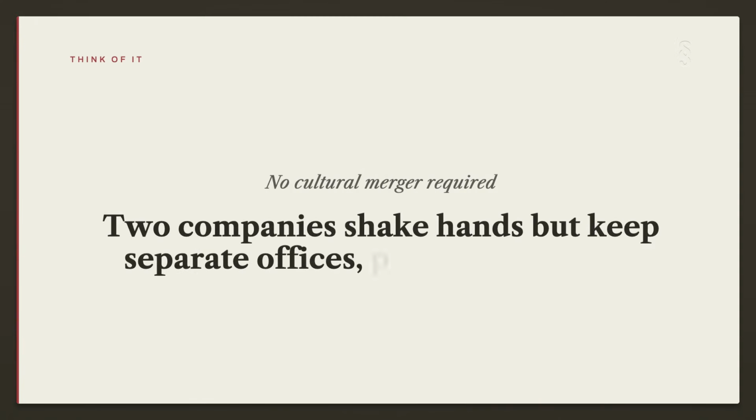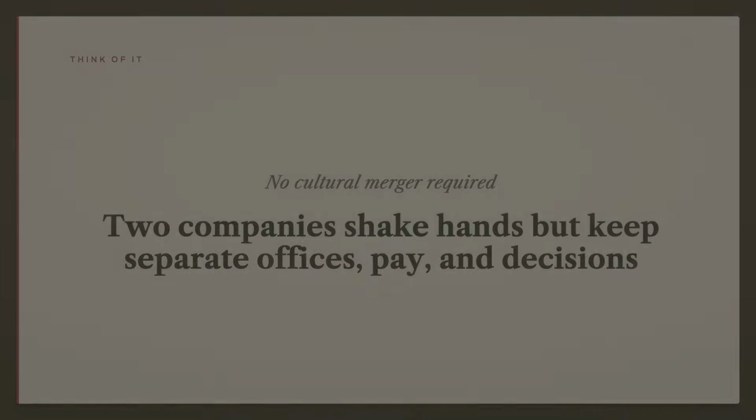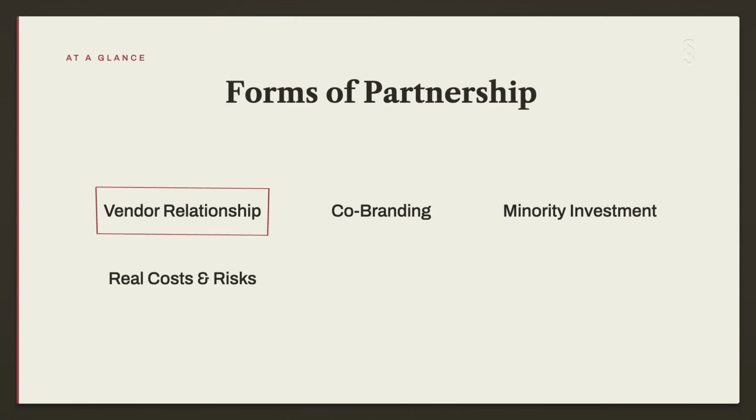The structural advantage of partnership is that it requires no cultural merger. The fintech keeps its own compensation, release cadence, and decision-making, while the incumbent simply gains access through a commercial arrangement, sidestepping the failure that so often undermines acquisitions and internal innovation labs. Arrangements vary in commitment. A vendor relationship is the lightest, simply buying a service. Co-branding delivers the fintech's product under the incumbent's name to its customers. Minority investment adds financial exposure and some influence without operational responsibility.